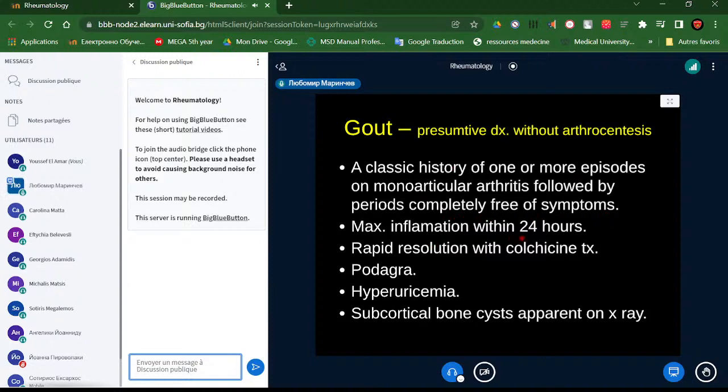Maximal inflammation develops within 24 hours, and there is a rapid resolution with colchicine therapy. The colchicine therapy is a test for gouty diagnosis. Hyperuricemia is also a sign, and subcortical bone cysts which are apparent on the X-ray.